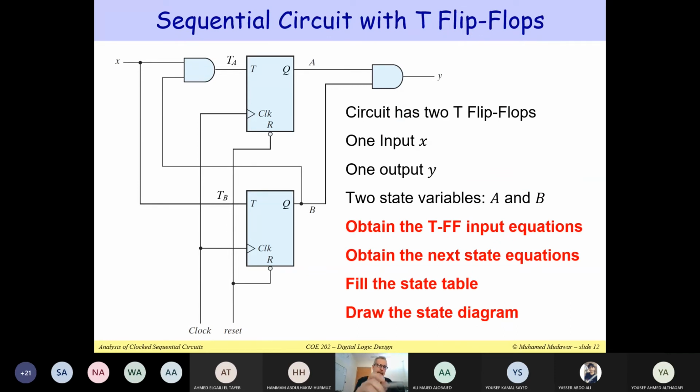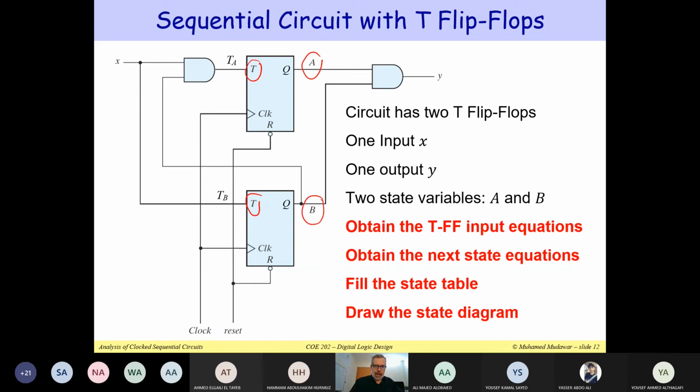Let me show you a sequential circuit with a different type of flip-flop. Notice that this flip-flop here is a T-type flip-flop. So notice that this is T. It means a toggle flip-flop. We have 2 flip-flops. Their outputs are called A and B. So these are my state variables.